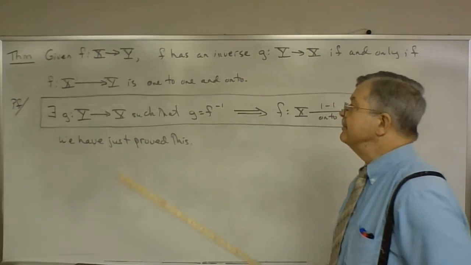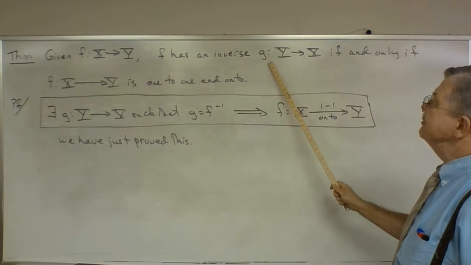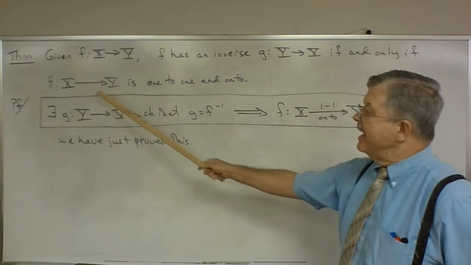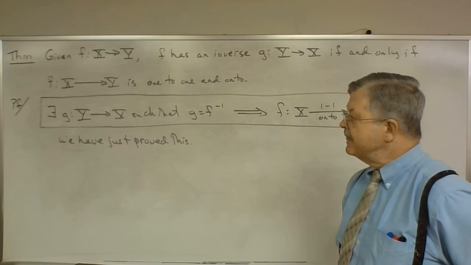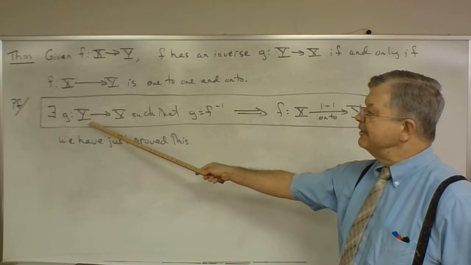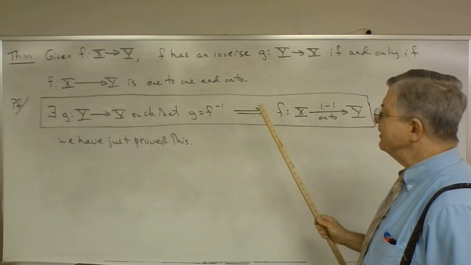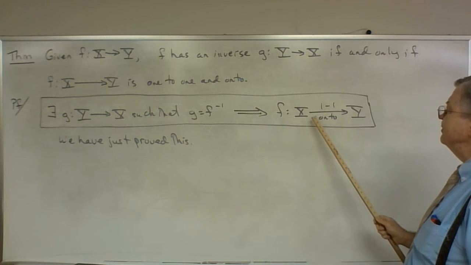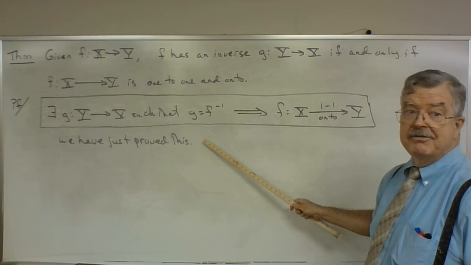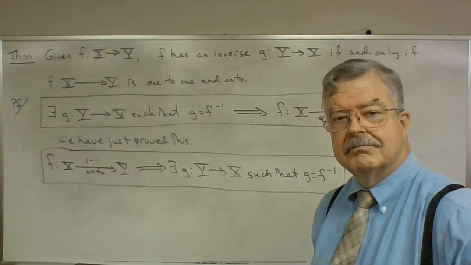So here's our function. Given f from x to y, f has an inverse g from y to x if and only if f is 1 to 1 and onto. So here's one direction. There exists a function g from y to x such that g is f inverse, implies that f is 1 to 1 and onto. We just proved this. So now we've got to turn it around and go the other way.